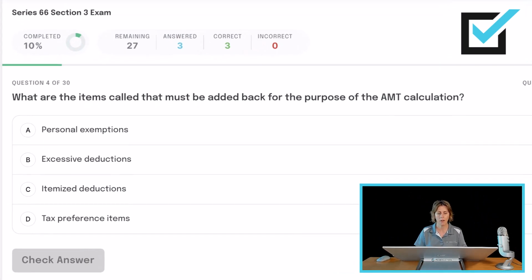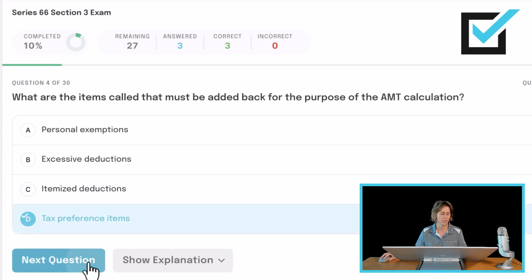What are the items called that must be added back for the purpose of the ANT calculation? Personal exemptions, excessive deductions, itemized deductions, or tax preference items. The items that must be added back, things like depreciation in excess of straight line or interest from a private activity bond. Those are tax preference items.